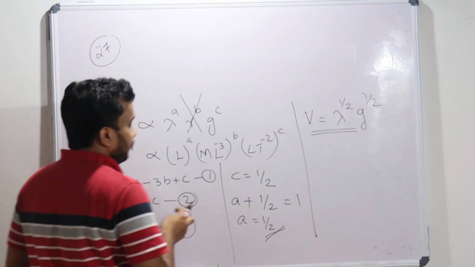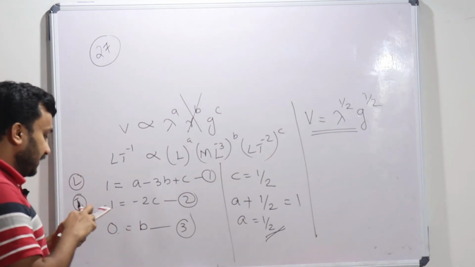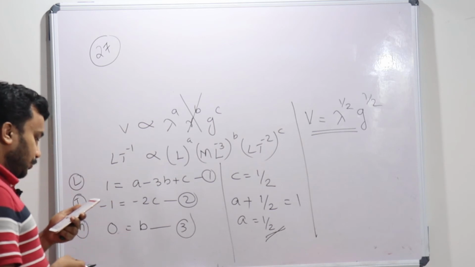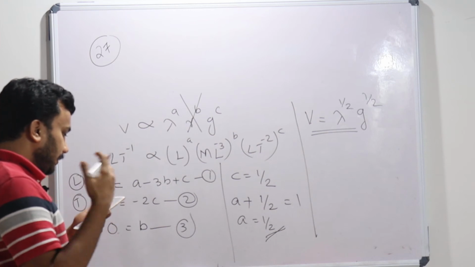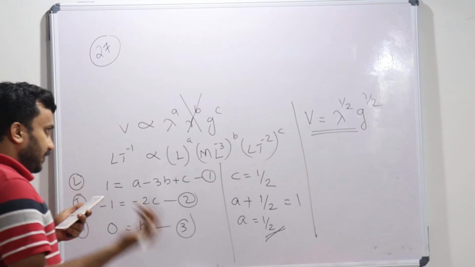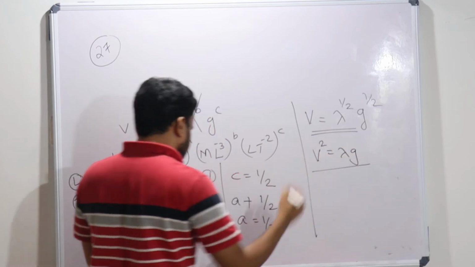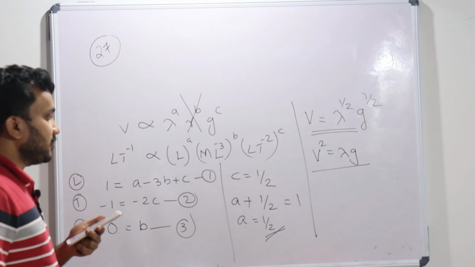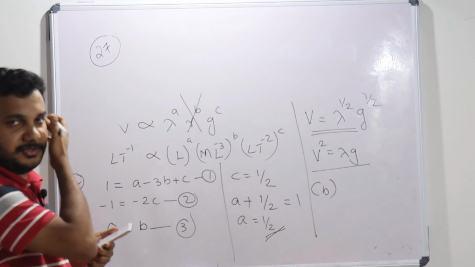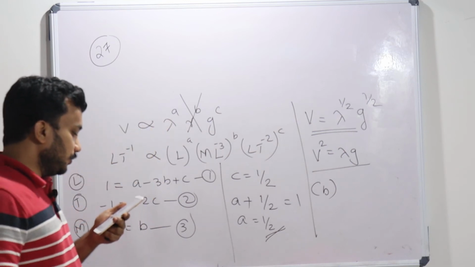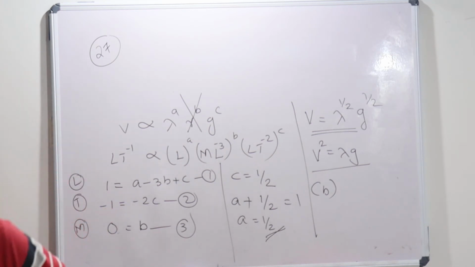So what is given in the options? The options are given with V square. V equals lambda raised to 1 by 2 and g raised to 1 by 2, but if you square both sides, V square equals lambda times g. This is given in option number B. Whatever we got, we squared on both sides, so LHS will be equal to RHS. We'll move to the next question, question number 28.